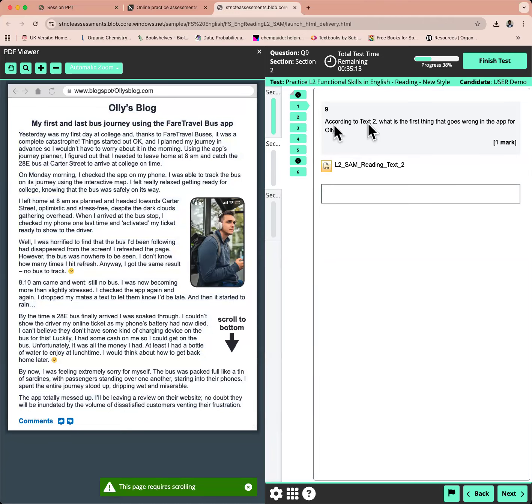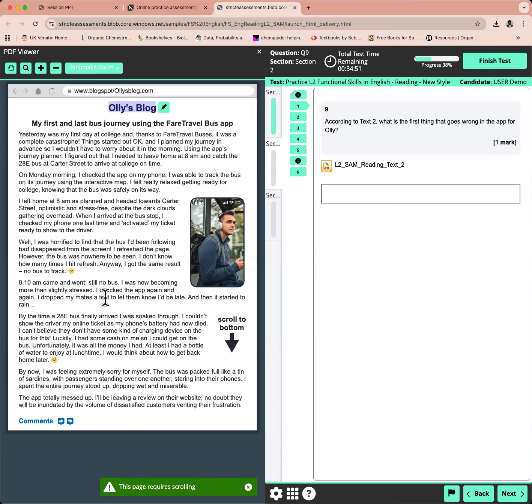Now here it says, according to text 2, what is the first thing that goes wrong in the app for Ollie? Now, it is following through on the bus fare app, and what it has done now is people are writing about the app after trying to use it. And one of the users, Ollie, has written a blog, and he talks about how his experience has been in terms of using the app.